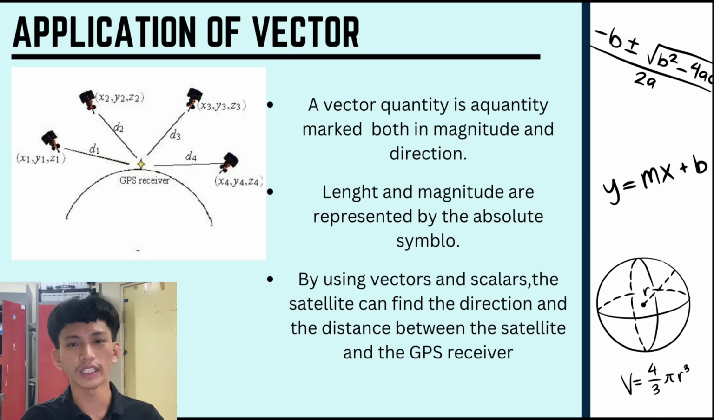Alright, application of vector. A vector quantity is a quantity marked by both magnitude and direction. Length and magnitude are represented by the absolute symbol. By using vector and scalar, the satellite can find the direction and the distance between the satellite and the GPS receiver.